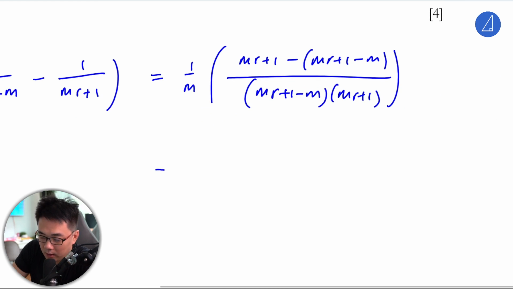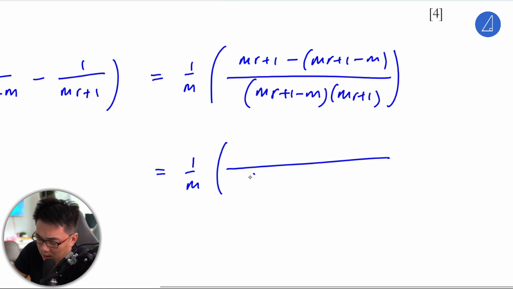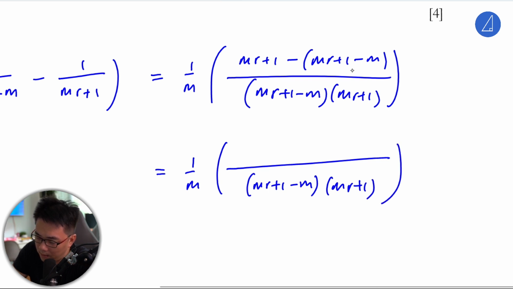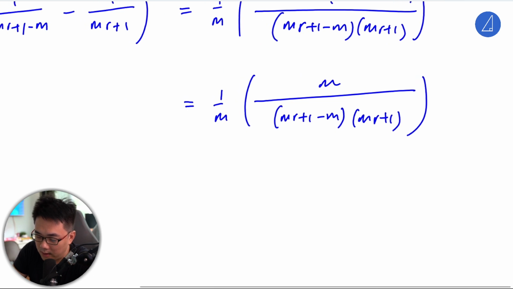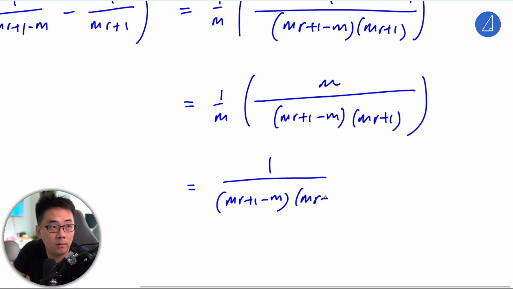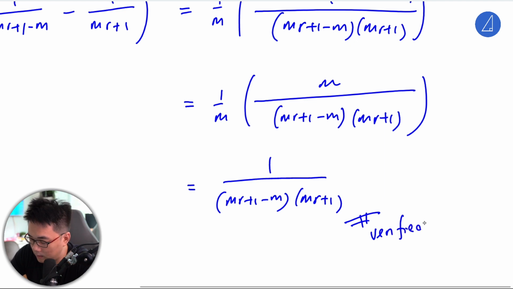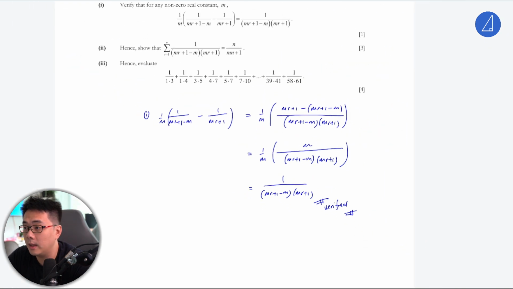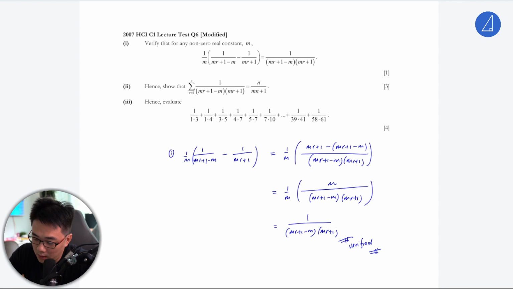Then the numerator, what we'll get is actually, you could just skip step. So I'm going to skip it. (mr + 1) minus (mr + 1 - m) will be m. We're left with just m above, so this will cancel away and that will be just this, right? Shouldn't be an issue there. Plus 1, verified. Okay, now after which we're going to do part 2, hence show this is equal to this.